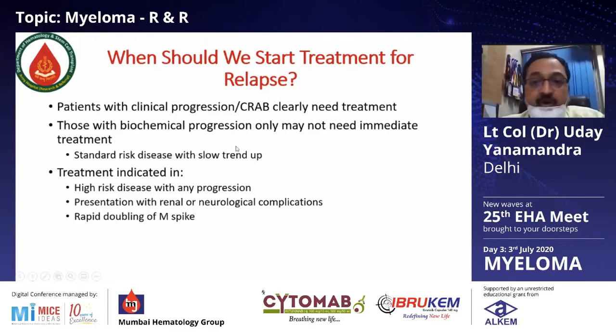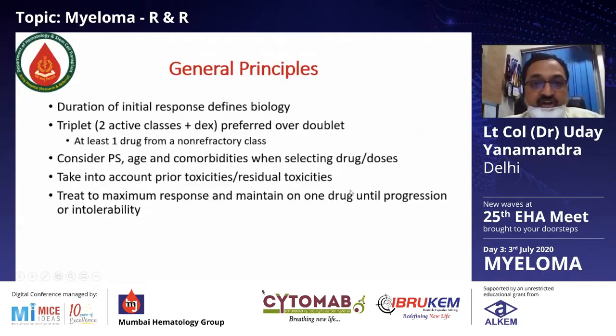Those with biochemical progression only may not need immediate therapy. So the presence of clinical features is very important in labeling a patient as relapsed, and treatment is indicated in high-risk disease presentation with renal or neurological complications, or doubling of M spike when we are only taking biochemical progression as a marker. So under these three conditions, even a biochemical progression can be treated.